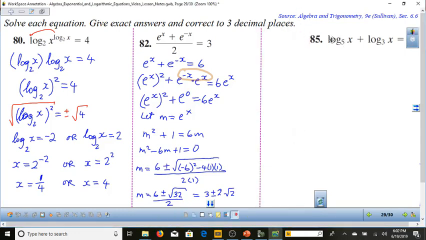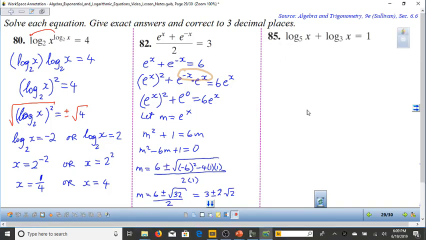Let's move on to the last example on this set. With this one, we have a base 5 and a base 3. Those don't have a nice connection, but we can just start off with ln. So change of base formula says we can rewrite this as ln of x over ln of 5 plus ln of x over ln of 3 equals ln of 1.